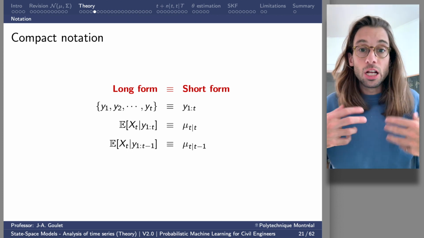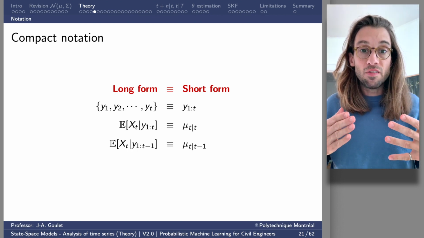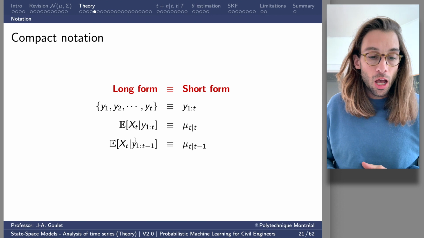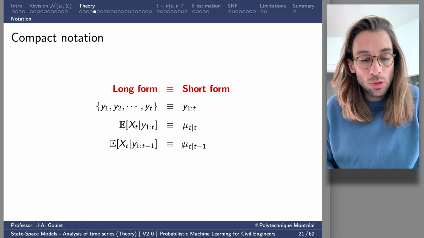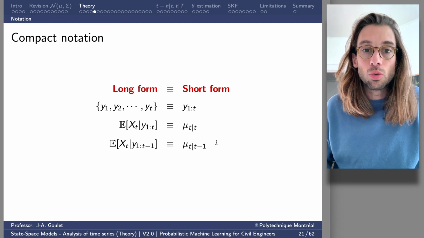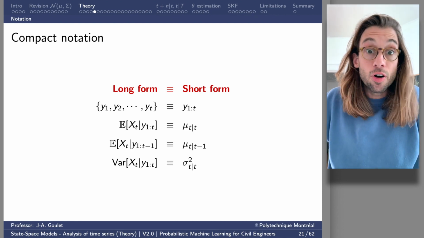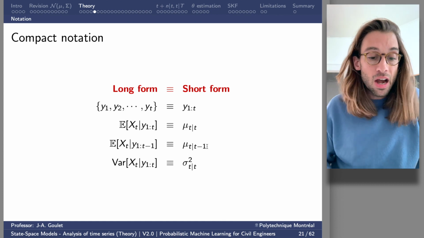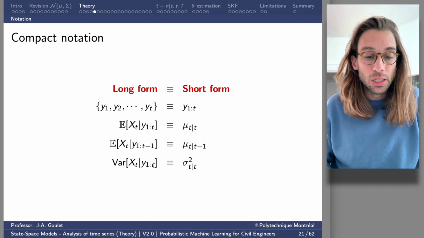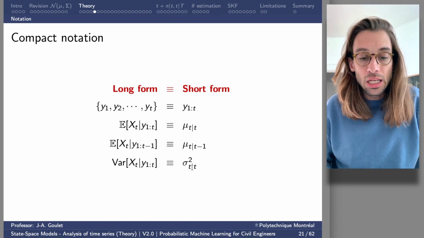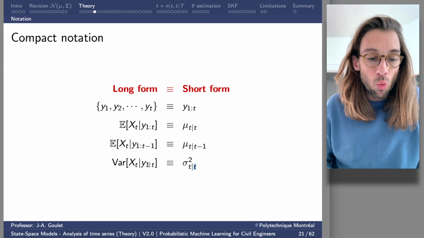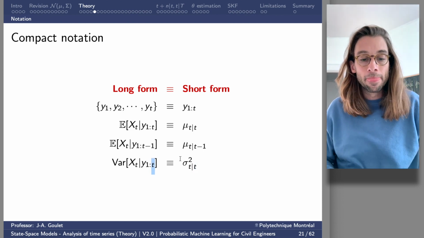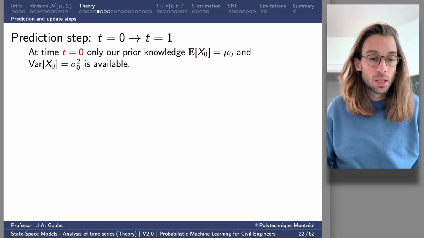Then if instead of expressing my posterior expected value given y1 up to yt, it's up to yt minus 1, then it would become mu of t given t minus 1. And I have the same for the variance. Instead of expressing the variance of xt given y1 up to yt, it is going to be sigma squared t given t. The first index refers to which hidden state, the second index to up to what observation I consider, and it is squared here because it's the variance.